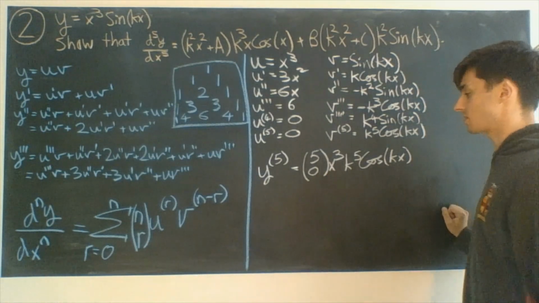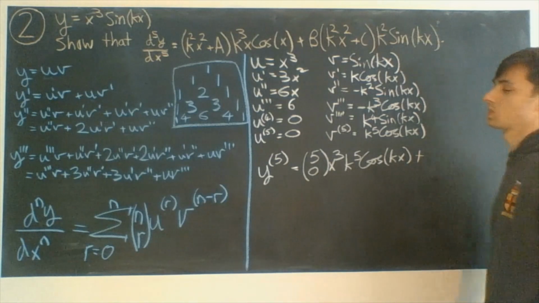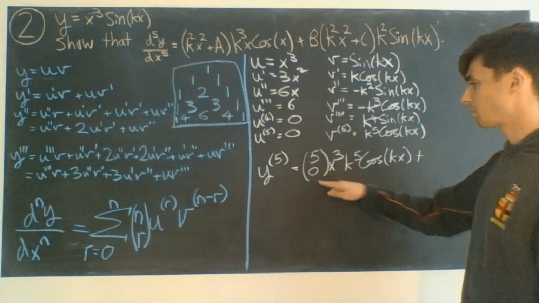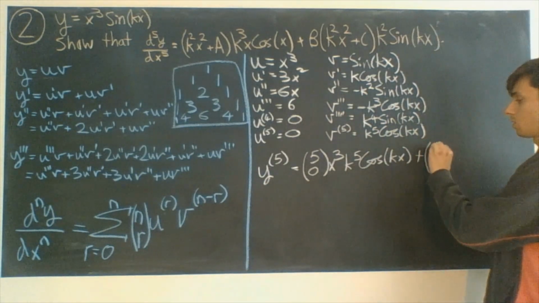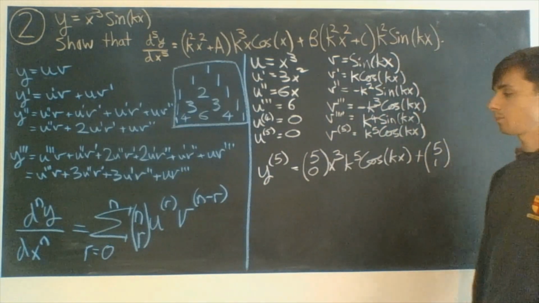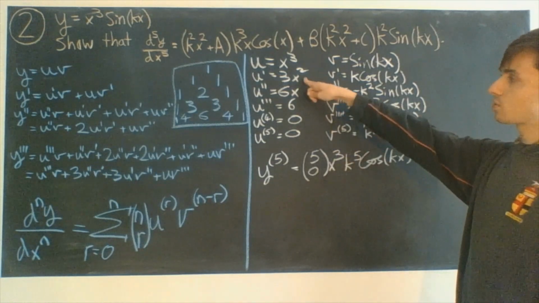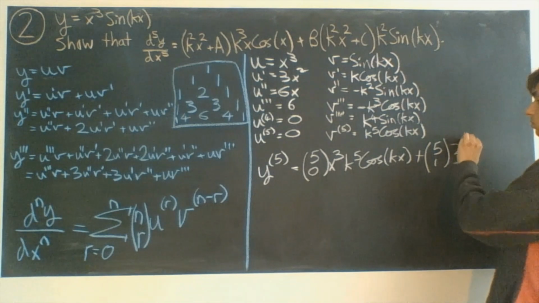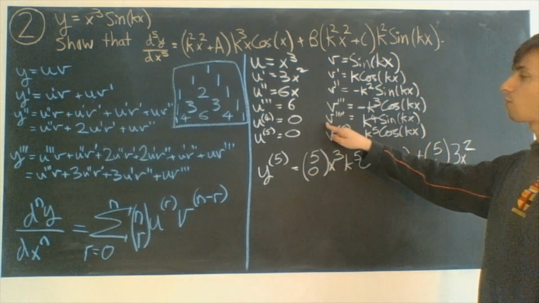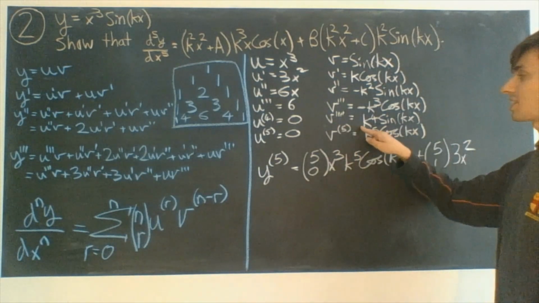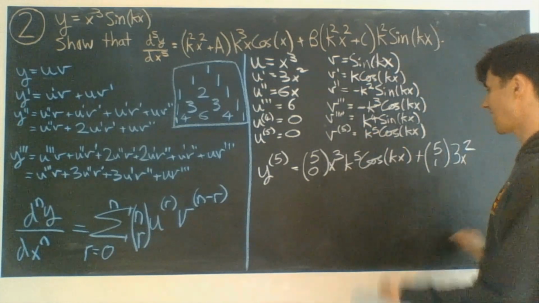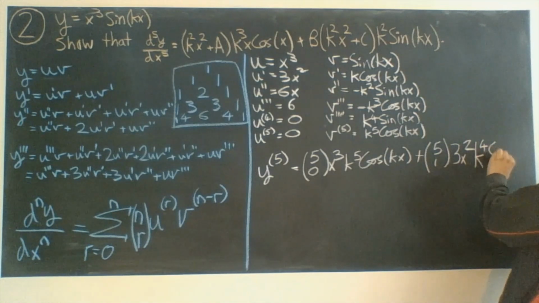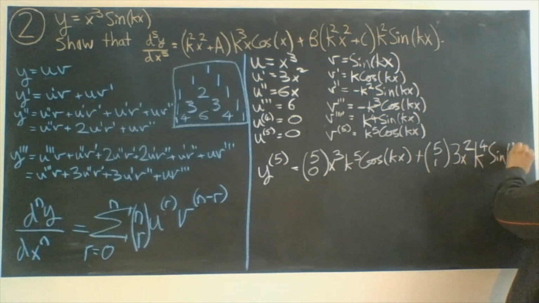Well, now let's think about the second term. So the second term is when r equals 1. And putting r equals 1 into here, we're going to get 5 choose 1. The first derivative of u is going to be 3x squared. And we now want the fourth derivative of v. So that's k to the power of 4 sine kx.